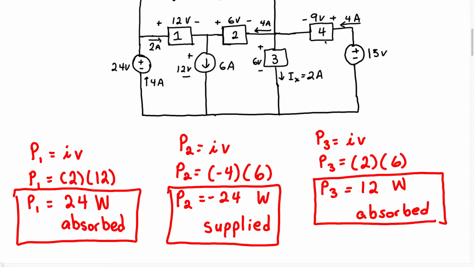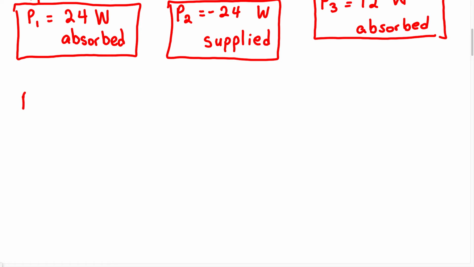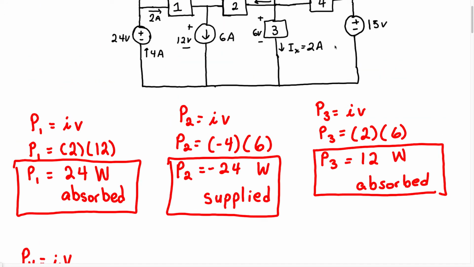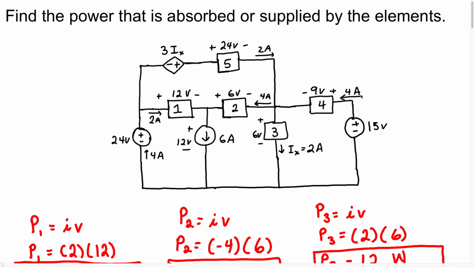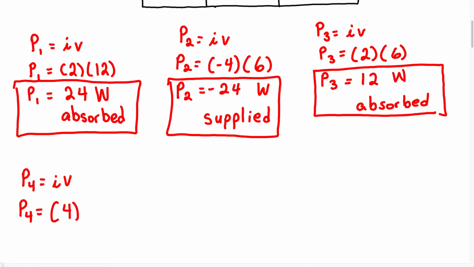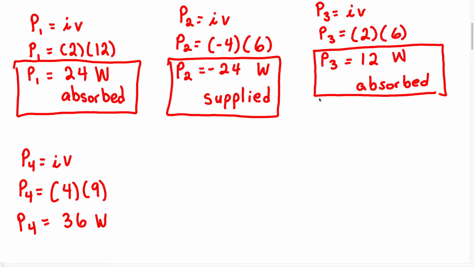Alright, let's do element 4. The power in element 4 equals I times V. So let's find the current and let's find the voltage. The current is going to be 4 amps going into the positive terminal, so it's positive 4. And the voltage across this element is 9 volts. So we're going to have 4 times 9. When you solve for this, you're going to get the answer 36 watt, and that's going to be absorbed.